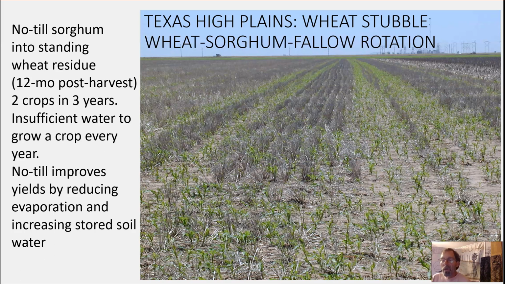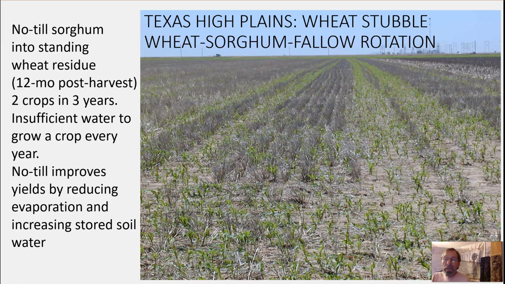Now, in places where the water is really limiting, there's not enough precipitation to grow an annual crop. Sometimes they will grow a rotation that allows 2 crops in 3 years. And so there's an 11 to 12-month fallow period between those crops. In this case, they'll plant wheat, and then sorghum, and then fallow. So what you can see here is some wheat residue, and they're planting sorghum into that wheat residue.